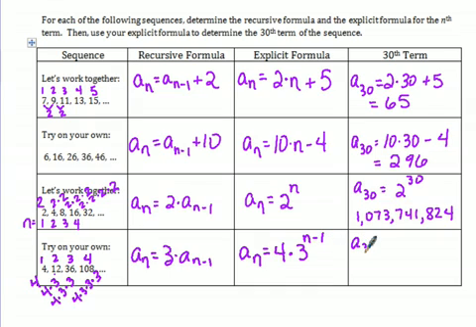Now for our 30th term, a sub 30 would be equal to 4 times 3 to the 29th power, because 30 minus 1 is 29. And again, this is a huge number. If you put this in your calculator, you're going to get this value. Very large number.